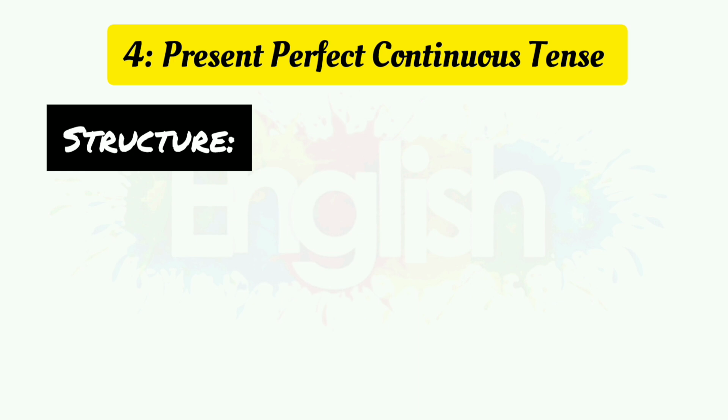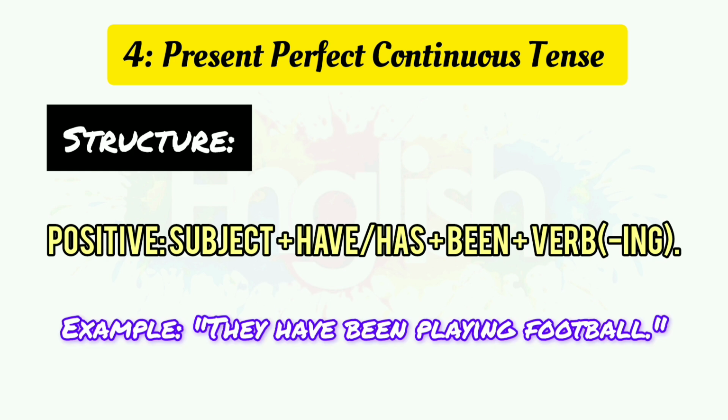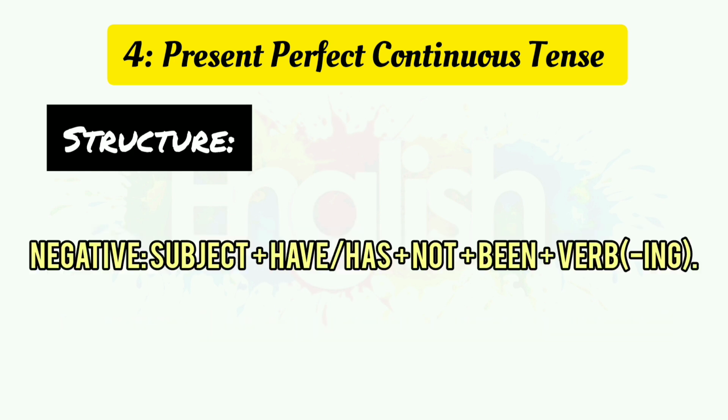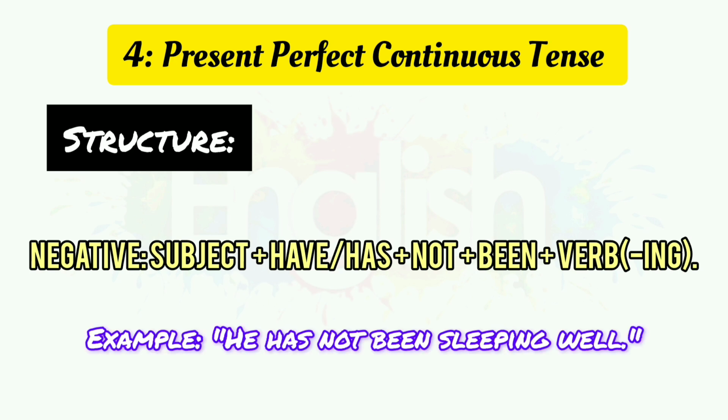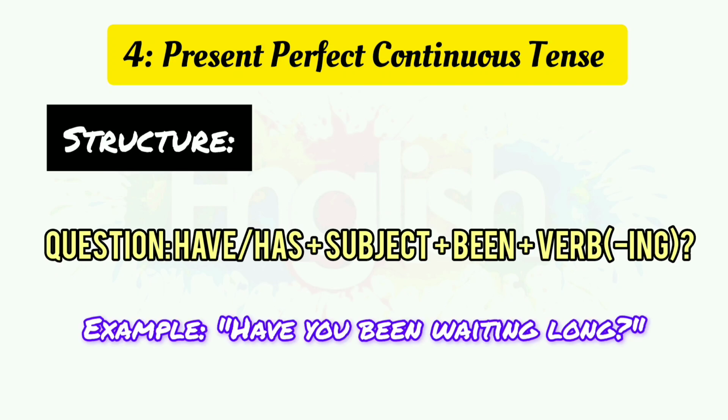Structure, positive. Subject plus have or has plus been plus verb plus ing. Example, they have been playing football. Negative, subject plus have or has plus not plus been plus verb dash ing. Example, he has not been sleeping well. Question, have or has plus subject plus been plus verb plus ing. Example, have you been waiting long?